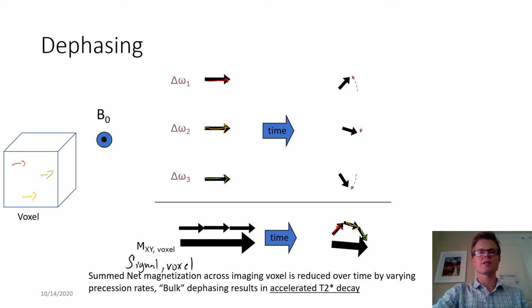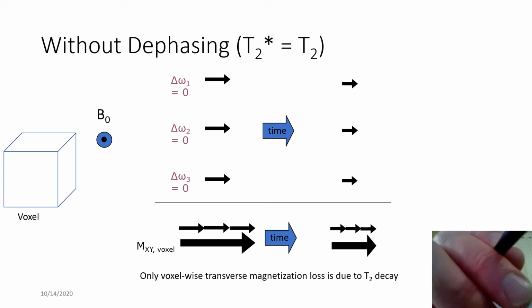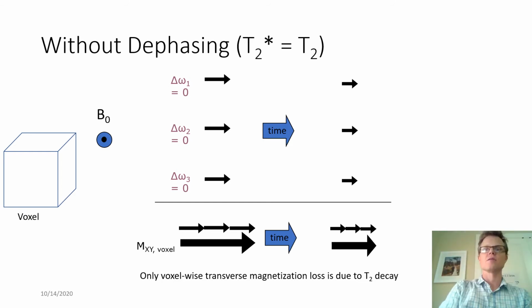And we can contrast that to the case of if we had no change in the magnetic field. If the magnetic field is perfectly equivalent across the imaging voxel as illustrated in this example, in which case all we would have is T2 decay, but none of this incoherent dephasing averaging that leads to extra decay from T2 star.